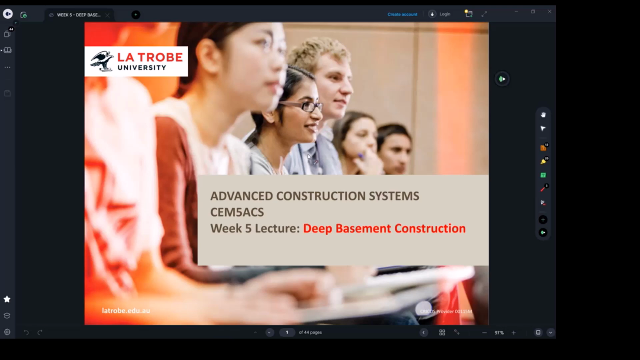Our new topic from this week, which will take about 2 weeks, is the one shown on the screen, deep basement construction. Week 5 this week. Basically, we're going to be talking about what we call in the industry the retention system, or they call it the retaining walls system, right? There are, again, different naming about it.